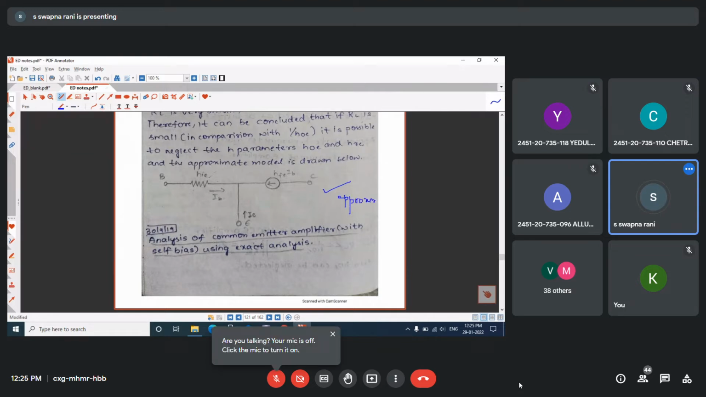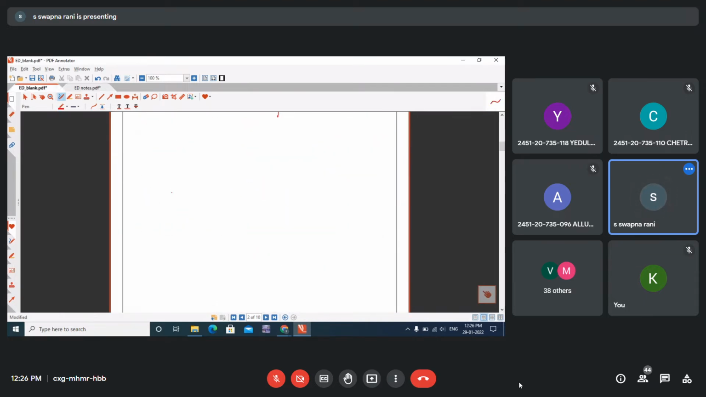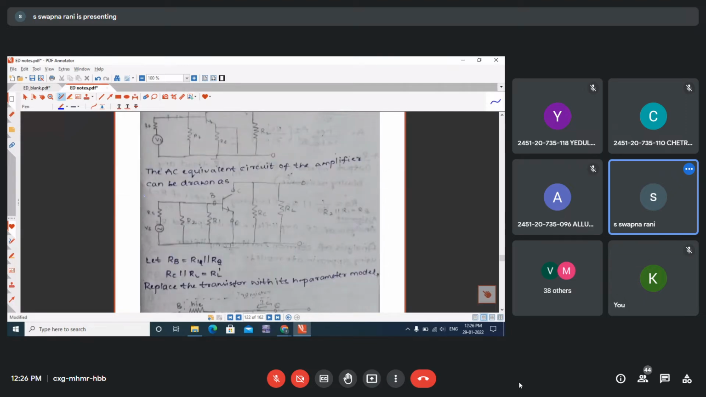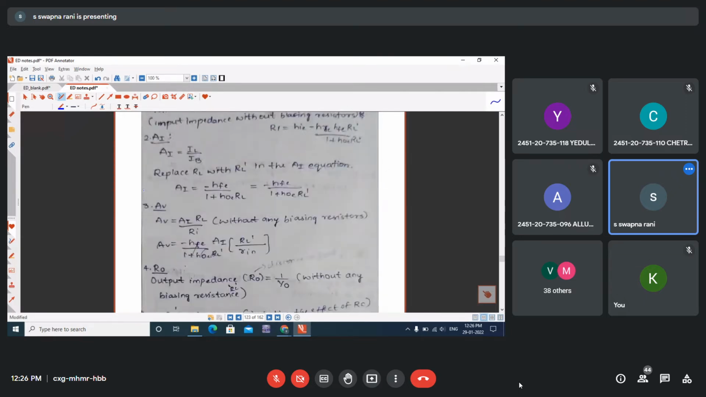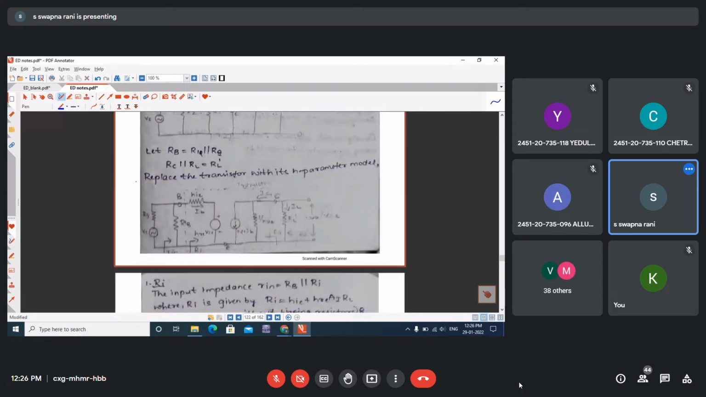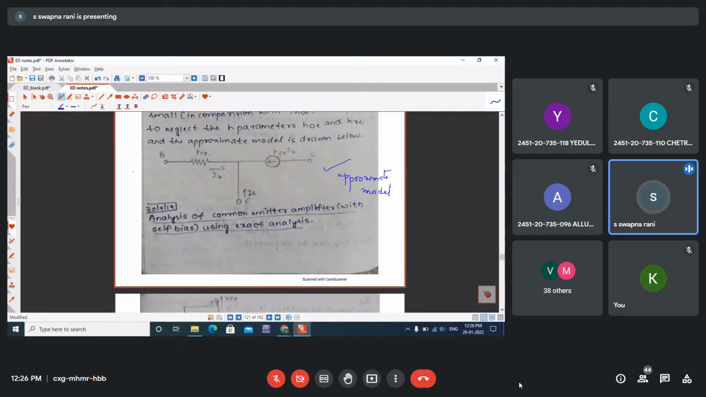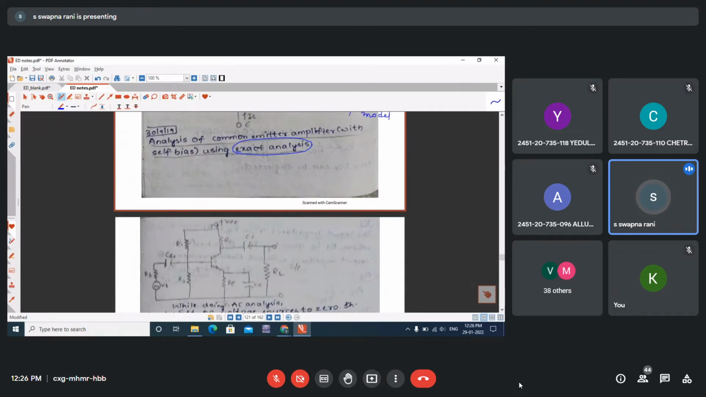So we will do it for one amplifier, common emitter. This is using exact analysis. It is given exact. We will see the exact analysis later.